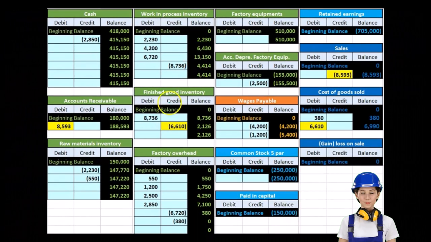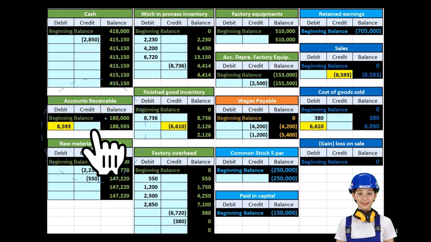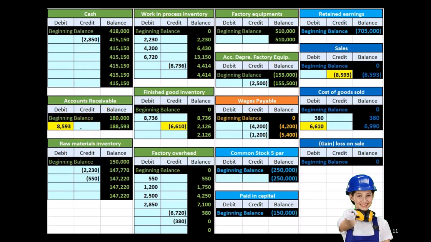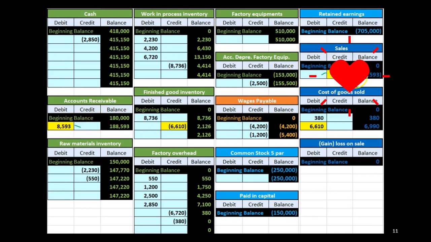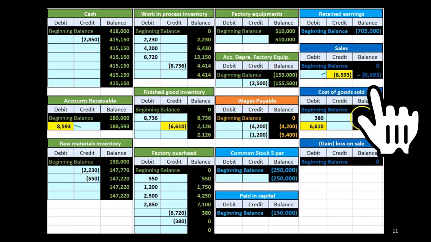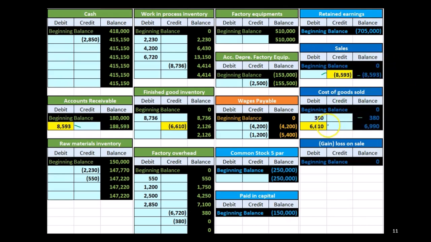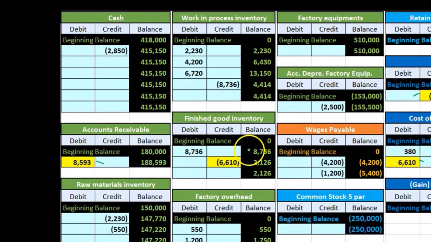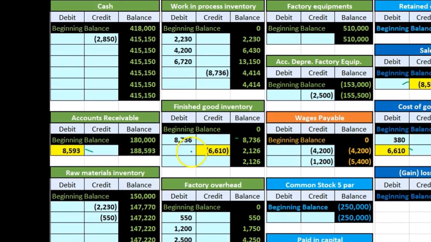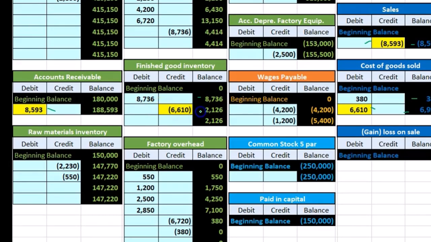Next thing that happens is we debit accounts receivable, bringing it up from 180,000 by 8,593 to 188,593. We see that the revenues, the other side of that, are the same number. It's going from zero up by a credit of 8,593 to 8,593. And then we see cost of goods sold is going from 380 up by 6,610 to 6,990. And finished goods finally is going from 8,736 down by 6,610 to 2,126.